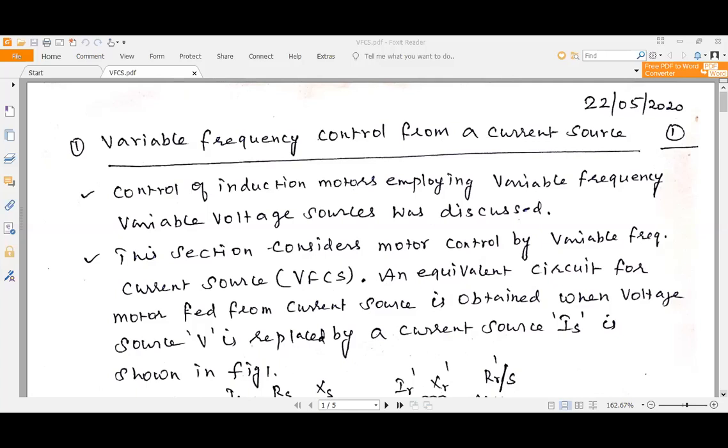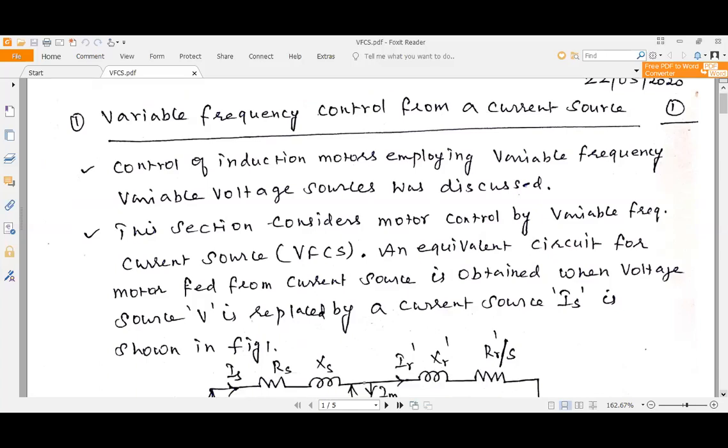Earlier we discussed the voltage source inverter. This is the current source inverter, that is, variable frequency current source. Earlier we discussed the variable frequency voltage source inverter; now variable frequency and current source inverter. We know the equivalent circuit of an induction motor. Here we want a current source, but where a voltage source is available, we want to convert the voltage source into a current source.